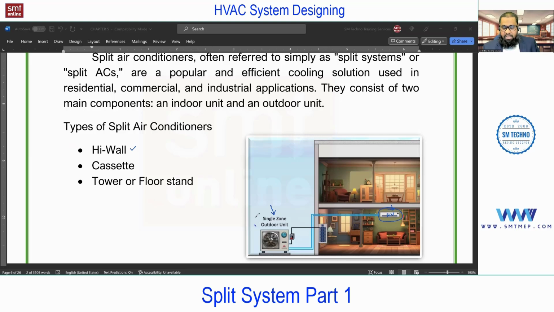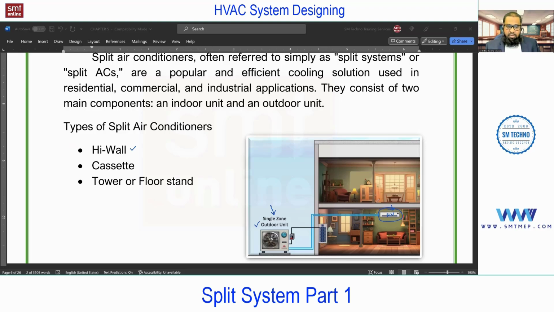The outdoor is going to be the same for all the three types. Means the concept is same, but the type of indoor is going to be different. Nothing but FCU according to the interior requirement or the site condition or the clearance. So if you know the mechanism of high wall, the same principle is for cassette as well as for tower. I'll give you all this detail, don't worry. So there are three types most commonly in actual practice.